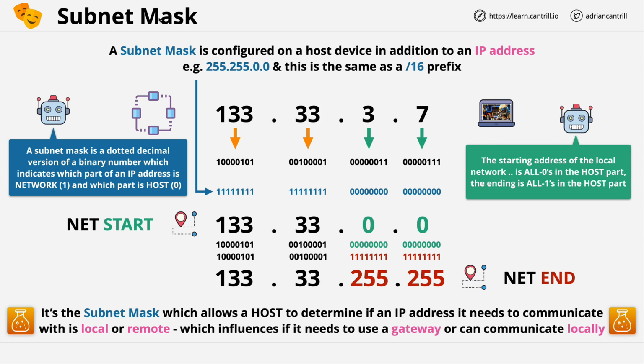So the starting address of a network is the network component of the IP address identified with the subnet mask and then all zeros for the host part of the IP address, and the ending address of the network is the network part of the IP address to start with, and then for the host component we have all ones. So this is how subnet masks work.